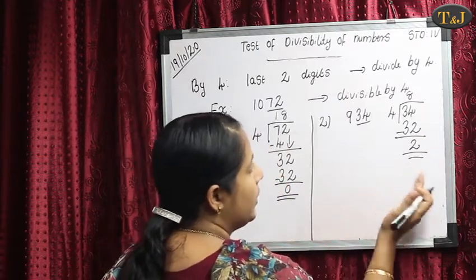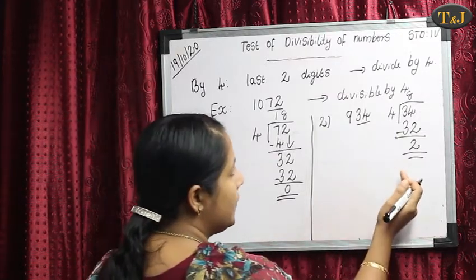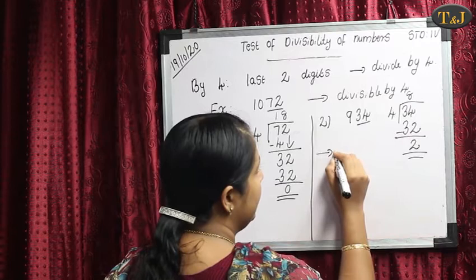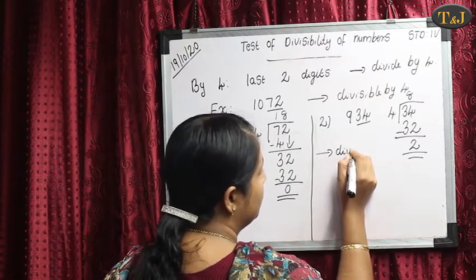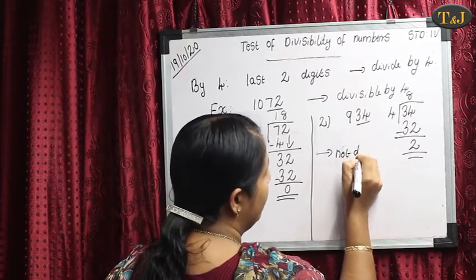Our remainder is 2. Here we want the remainder to be 0. So it is not divisible by the number 4.